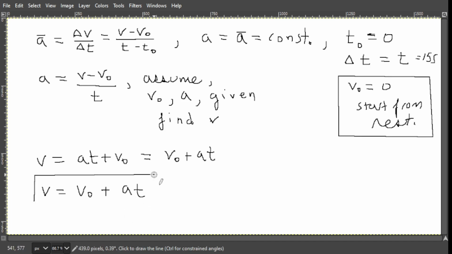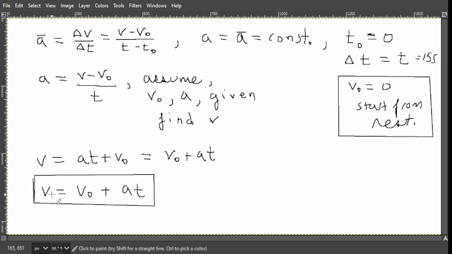So this is one of our first kinematic equations. It gives us the final velocity given the initial velocity and the acceleration for any time. So if we know the initial speed, say 0 if you start from rest, and we know the acceleration, say 5 meters per second squared, then we can find the final velocity given any initial velocity and acceleration.